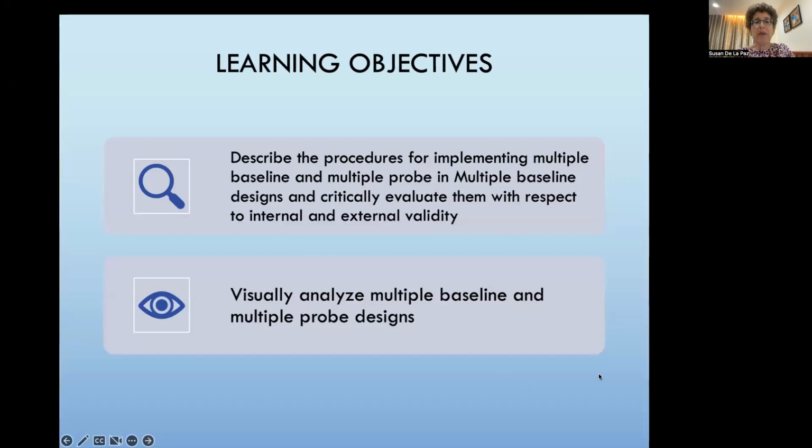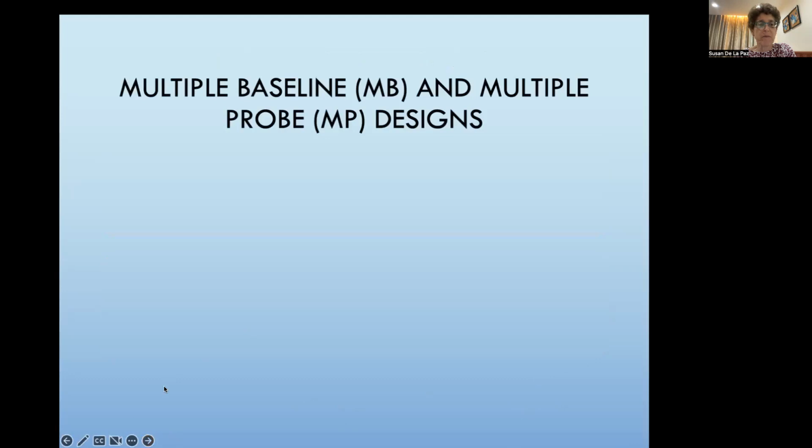I hope that after today or Wednesday being together, you will be able to describe procedures for implementing multiple baseline and multiple probe designs and be able to critically evaluate them with respect to internal and external validity, as well as to be able to visually analyze multiple baseline and multiple probe designs.